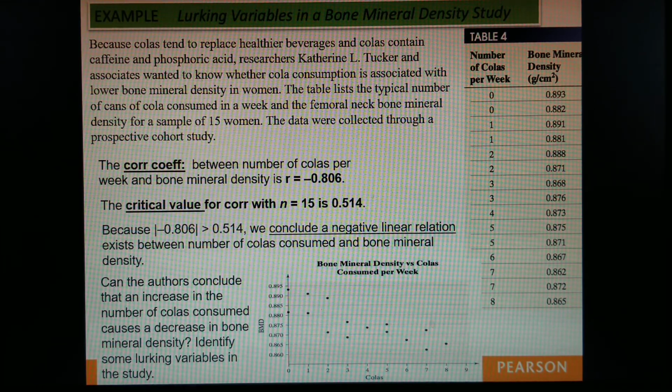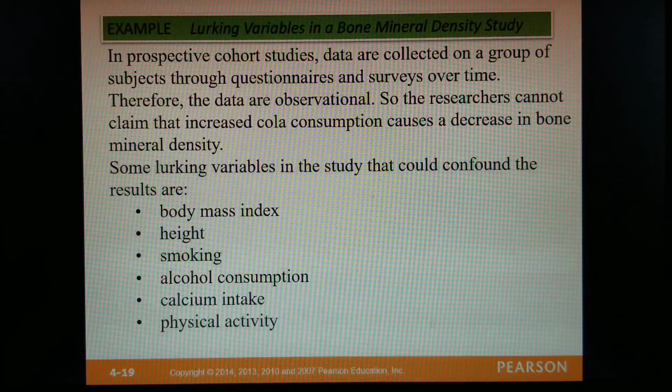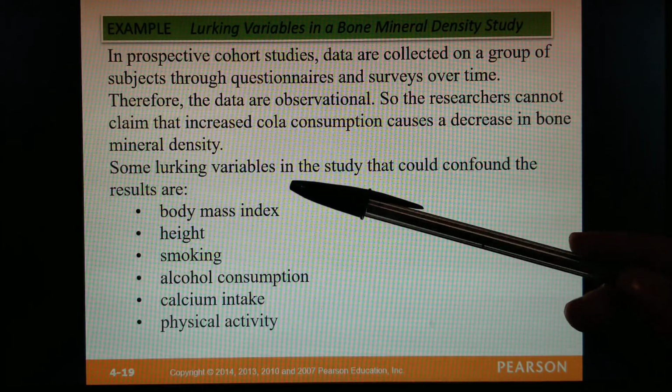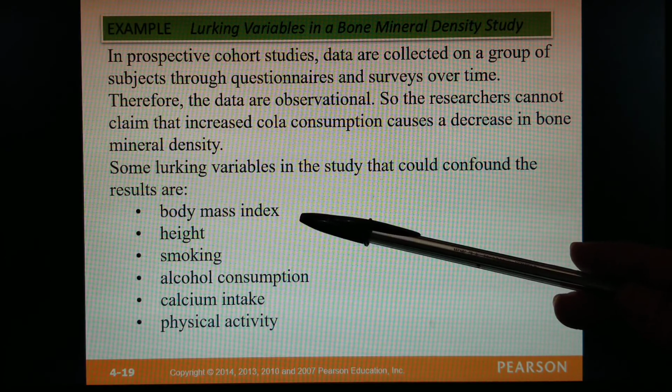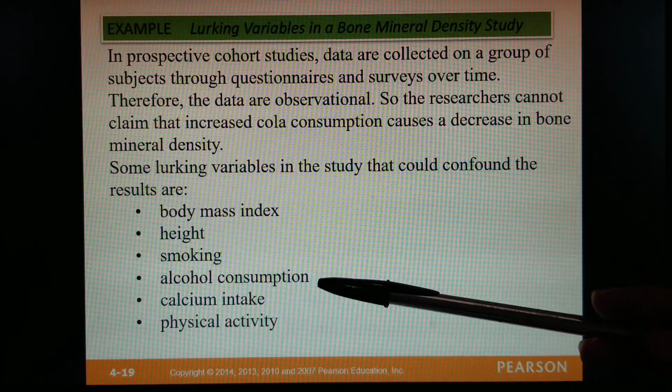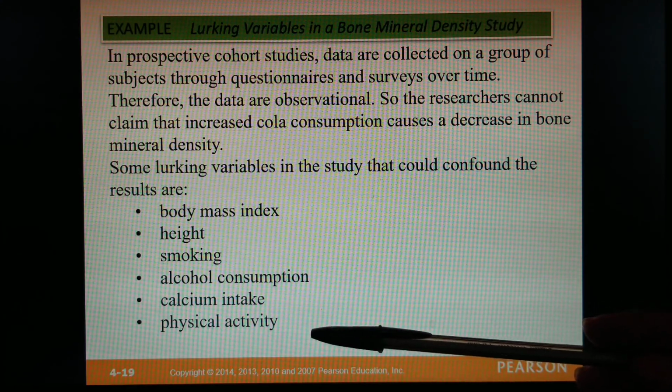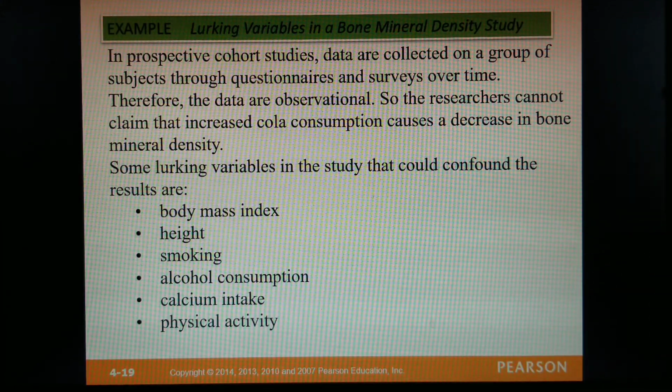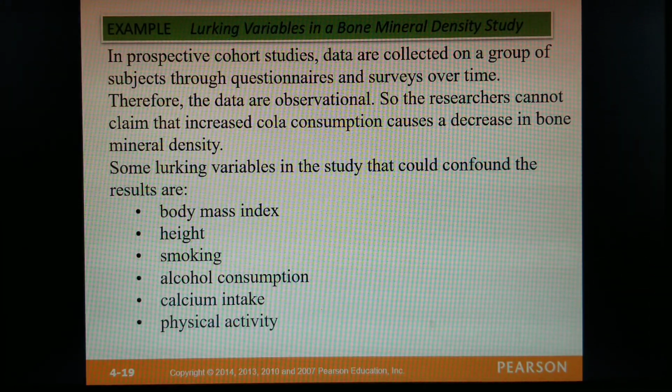So can the authors conclude that the increase in the number of colas consumed causes a decrease in the bone density? No, they can't. See, there are some other lurking variables in there. Maybe the body mass index might affect their bone density. Maybe their height. Maybe they smoke or don't smoke. Maybe alcohol consumption, calcium intake, their physical activity. See, all of these things, maybe even the exposure to the sun could even be a cause. So there are lurking variables in there.